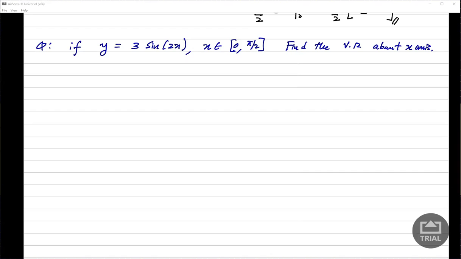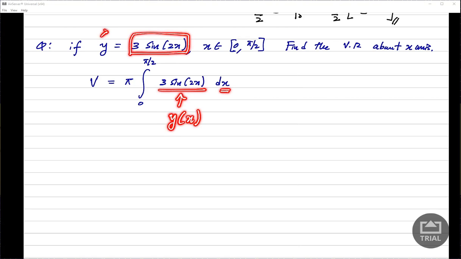Okay, so this question should be pretty easy. Now about x-axis. Now you don't have to draw, you can do it mentally. 0 to pi divided by 2, 3 sine 2x dx. What you are mainly looking at is this x, and then there should be a function of x. Y should be a function of x, and the y as a function of x is given. Why? Because this is y of x.